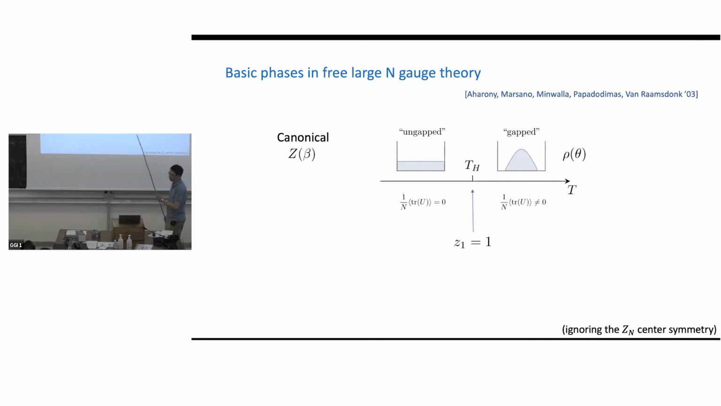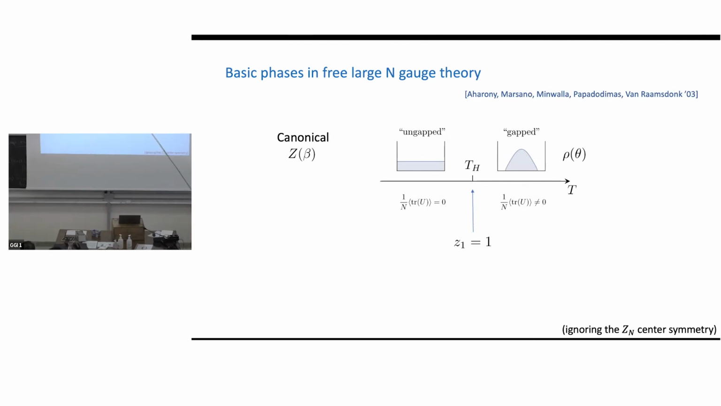As I mentioned earlier, in the canonical ensemble, as you tune the temperature, there are two different phases, the confined phase and the deconfined phase. In the low temperature phase, the confined phase, the saddle point of the holonomy matrix has what I call the ungapped eigenvalue density. Namely, the eigenvalues of the holonomy matrix distribute uniformly between minus pi and pi. In this phase, if you compute the expectation value of the Polyakov loop, namely trace u, because it's uniform, you find that the expectation value is simply 0.